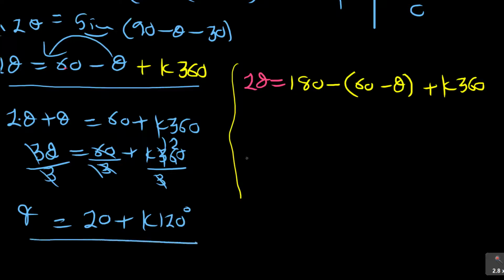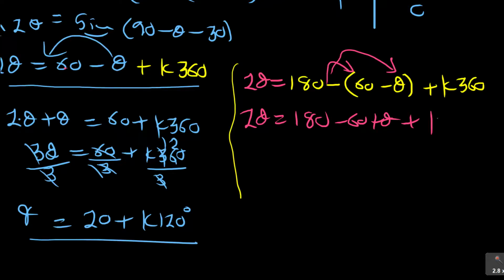See that? Or you work it from the other end. 2 theta is equal to 180. That negative will open, making positive theta there. It's minus 60 plus theta plus k 360. Now there is a condition I forgot, and you'll be penalized if you forget it. After writing this, you must state k is an element of the integers. Very important condition. Don't forget that.